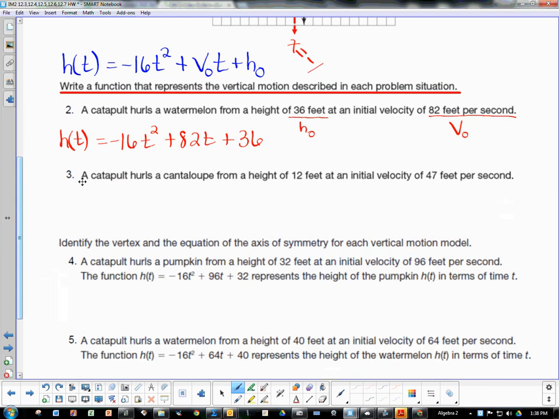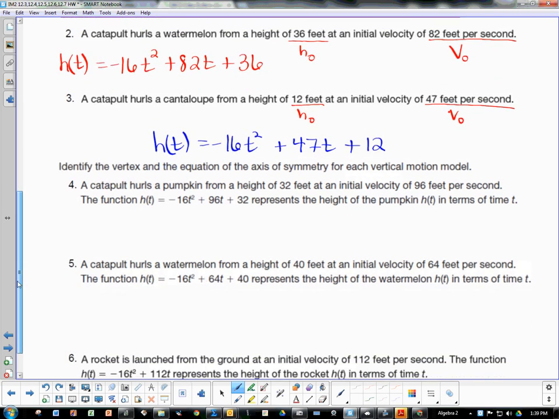Number 3 is asking, a catapult hurls a cantaloupe from a height of 12 feet. All right, so 12 feet is important. At initial velocity of 47. So the 12 feet will be h sub 0, 47 is v sub 0. So we have h of t is equal to negative 16 t squared plus 47 t plus 12.